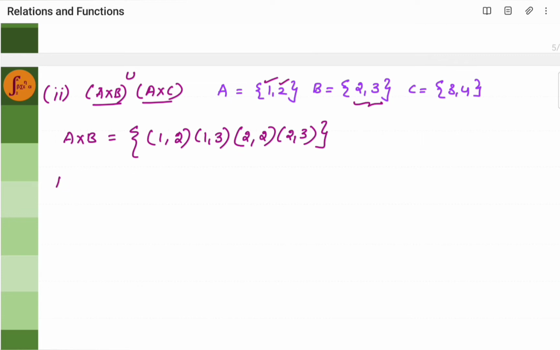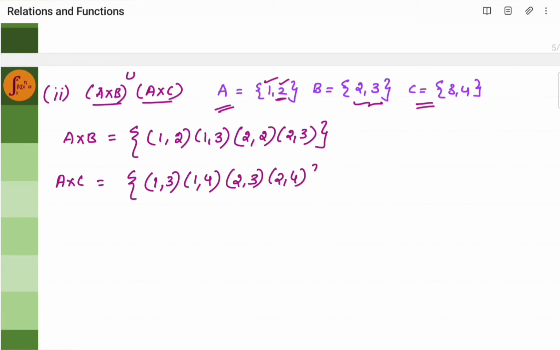Now we'll find A cross C, A into C. So A into C is, we'll have to take this set and this set, right? So 1 with 3 and 1 with 4. The next one is second element, which is 2. 2 with 3 and 2 with 4. So now we have both of these. Now we'll have to take union between both of these. That is, A into B and A into C would be union of these, right?